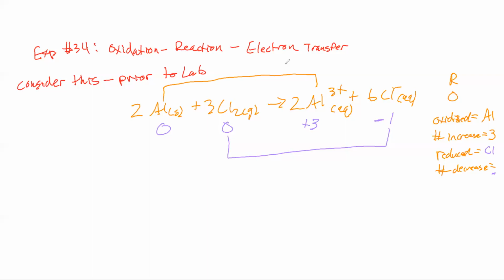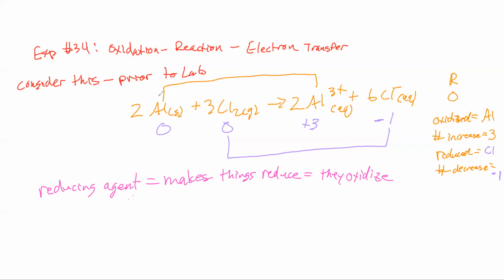The only other thing that we have left to do is identify our reducing agent and our oxidizing agent. So a reducing agent makes things reduce, which means they oxidize. So a reducing agent in this case is our aluminum. Oh, that is a B, not an R.